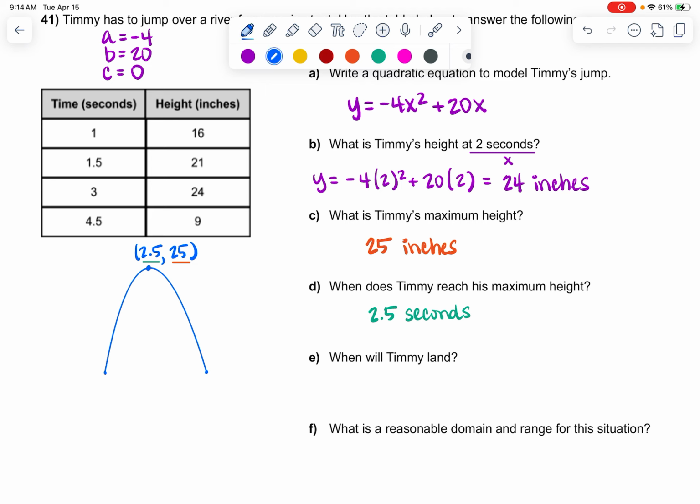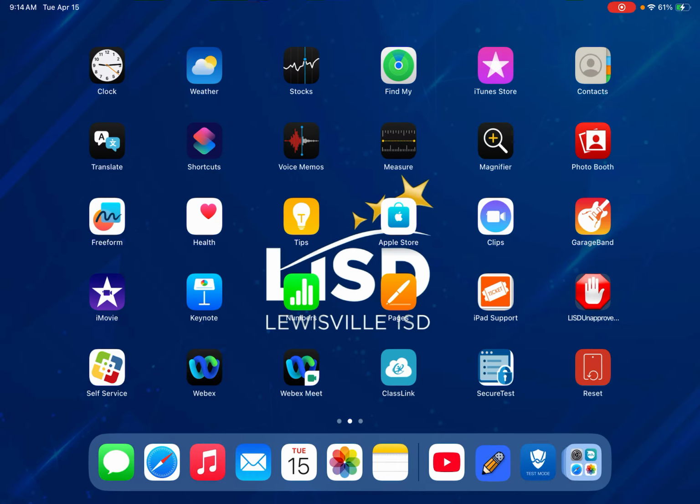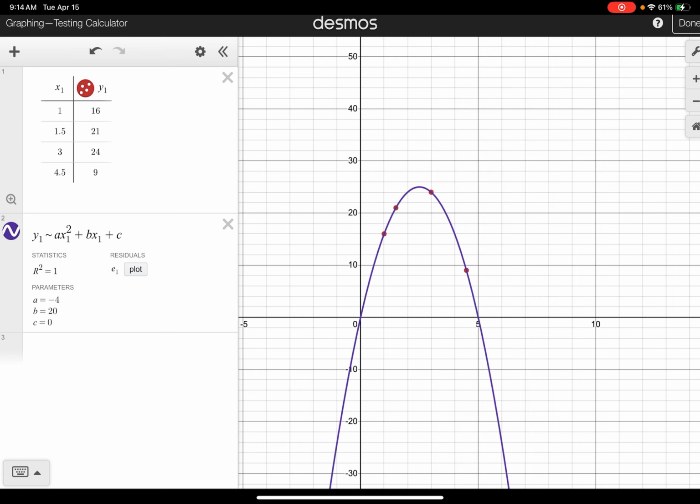Let's see. It says, when will Timmy land? Okay, well, back to Desmos. Here we go. Timmy lands at the x-intercept there, right? So the first intercept is 0, 0, and then he goes up and down, and then 5, 0.